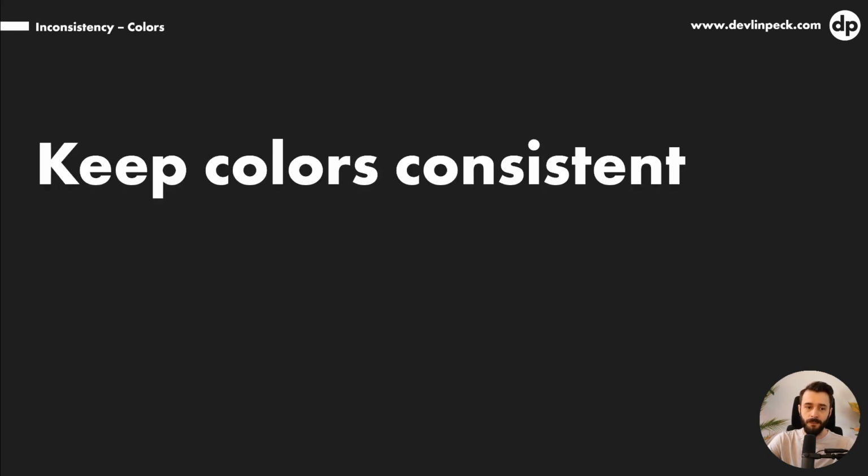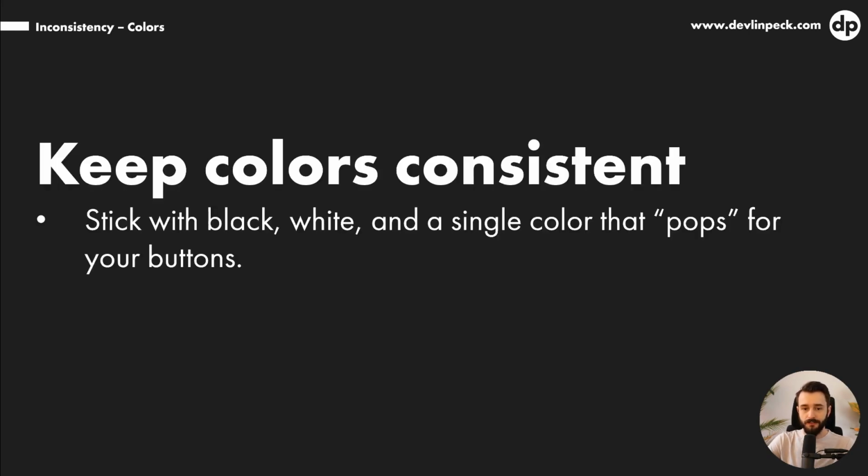Now, colors. Inconsistent use of colors can really, really make a project look amateur. So we want to keep those colors consistent. This is the advice I give to everyone who is new to visual design. Just stick with black and white and then a single accent color that really pops off the screen for your buttons. Because again, generally in e-learning, we're looking for a continue button. We're looking for a select button to select an answer choice or submit a question. We want that button to really pop off the page.